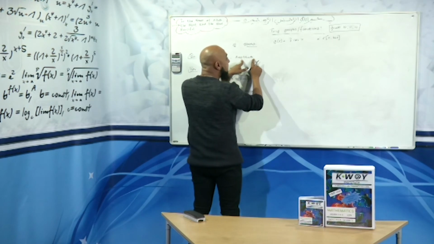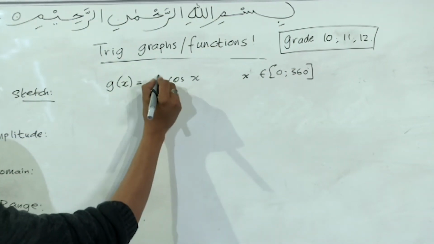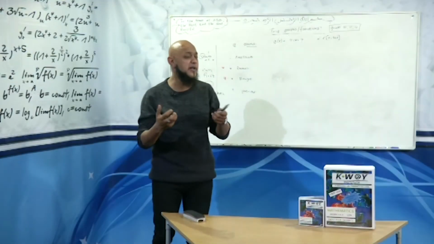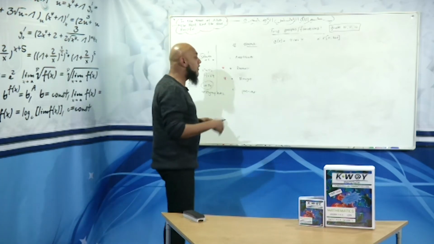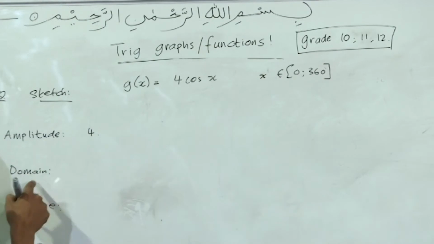So we've got the amplitude of the graph. Let's first put, what is the amplitude of this graph? Let's change it. Let's make it 4. Some of the parents are watching the show, and let's see whether you are picking up on this concept. Okay, what is the amplitude? 4. What is the domain?